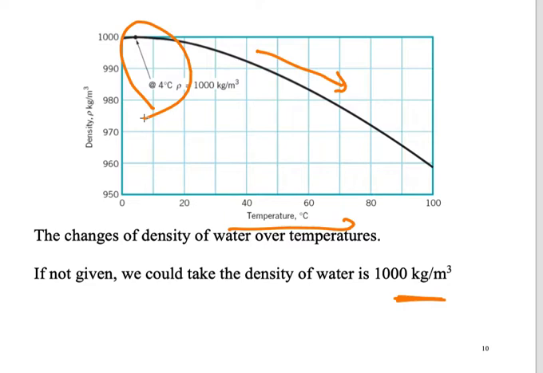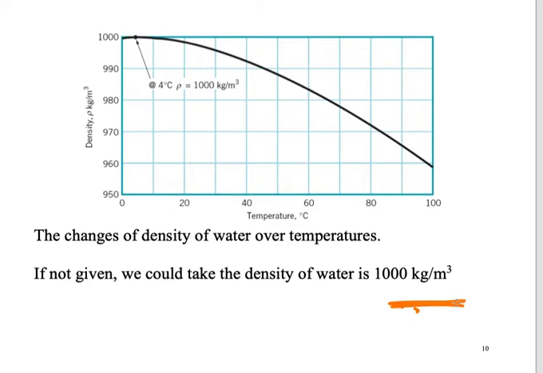Normally in this subject, fluid mechanics 1, the temperature is at room temperature, which is around 30 degrees Celsius. So the density of water is around 994 or 996 kilogram per meter cube. But as I said, it is okay for us to use the density of water as 1000 kilogram per meter cube.